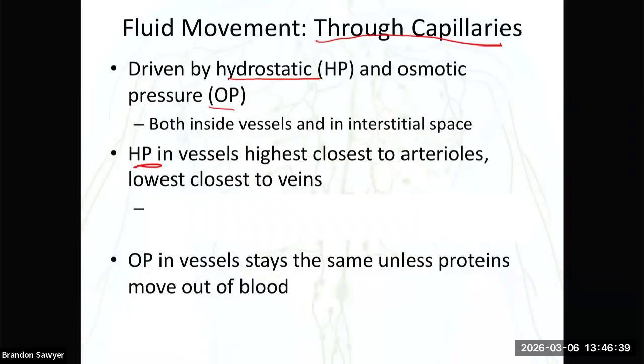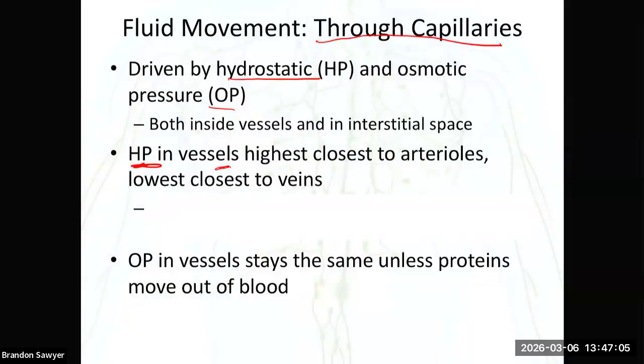The hydrostatic pressure in our blood vessels is always going to be highest on the side that's closer to the heart, right? Because our blood pressure was created by our heart. And so blood's going to go out the aorta, through some big arteries, through some smaller arteries, down to our arterioles, and then to our capillary beds. So that first part of the capillary bed is going to have the highest hydrostatic pressure because the blood pressure is on that side of the vascular system.